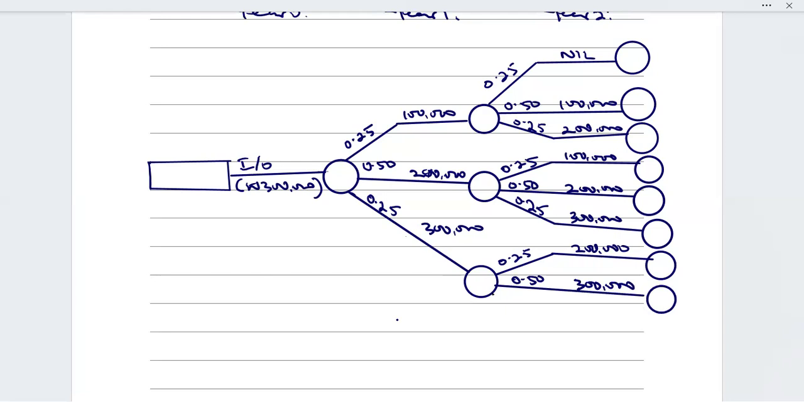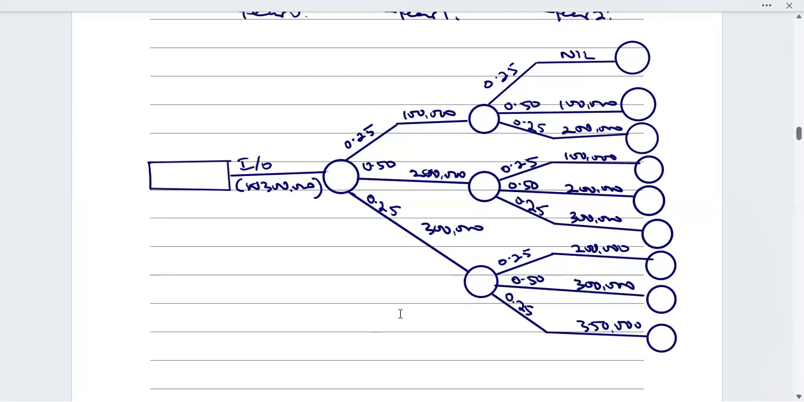Finally, if cash flow in year 1 is 300,000, probability of 0.25 that cash flow in year 2 will be 350,000. So you close the node. That's it. So I'm done with the drawings.